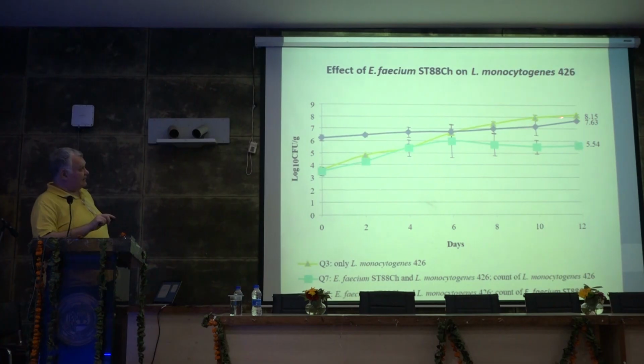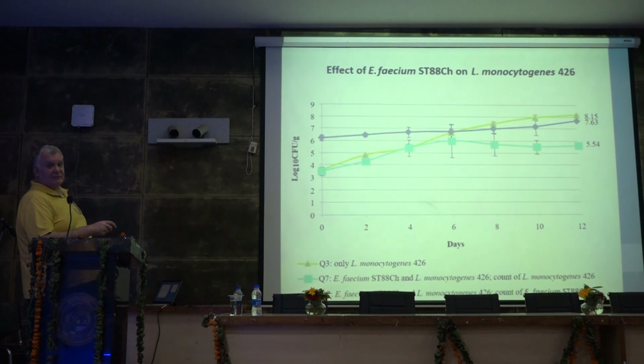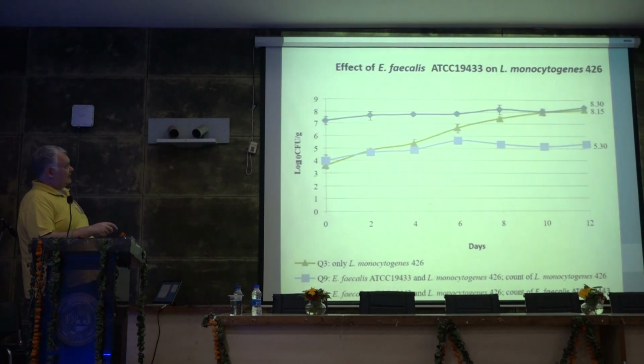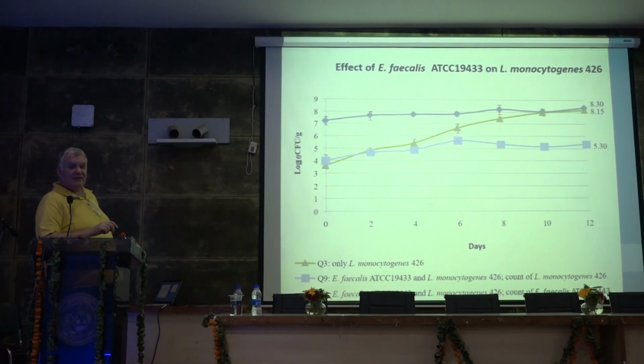So technically, the Listeria alone grows very well. The Brazilian strain is growing very well, but reduces the level of Listeria by almost 3 logs. Not bad at all. I mean, 3 logs is a reasonably good result. Just remember, more or less 3 logs. However, when we did the Enterococcus faecalis ATCC strain, which has no production of bacteriocin, we had more or less the same results. 5.3 to 8.3, 3 logs again.